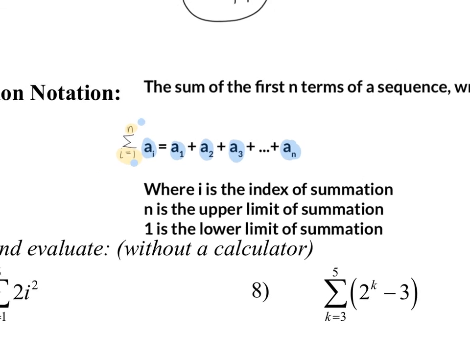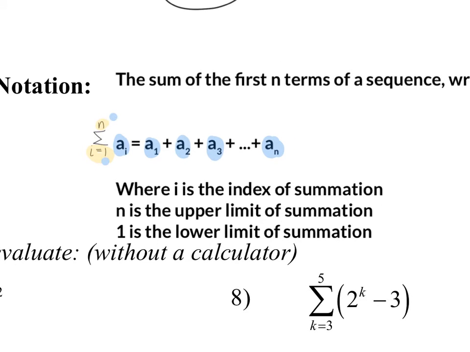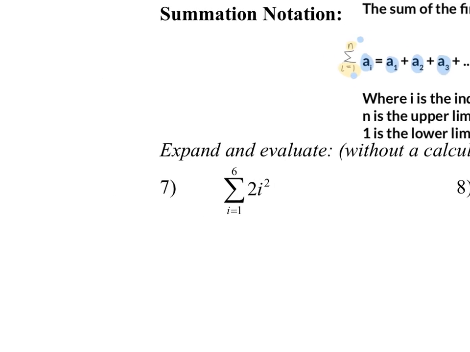Definitionally, i is what we call the index of summation, n is the upper limit of summation, and 1 is the lower limit of summation. I think the notation can look a little messy here, so let's look at one example together and make sense of really what's going on.